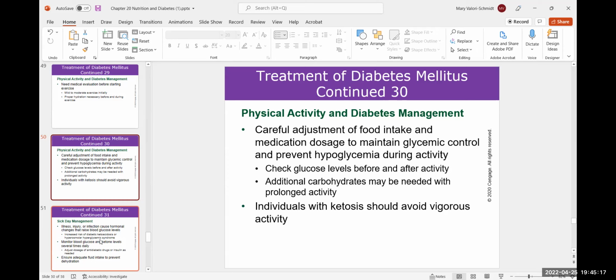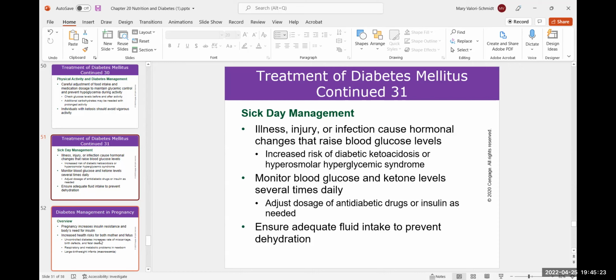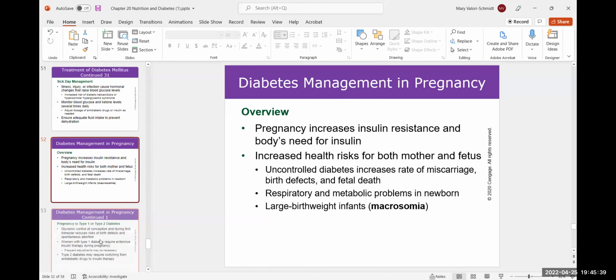Sick day management, like I said, when people get ill, it actually increases the risk of their blood sugars going bonkers. They usually will need more drug, or if they're not on insulin and they're hospitalized, say with pneumonia, we may put them on insulin just for the course of the hospitalization because we can anticipate the blood sugars going nuts.